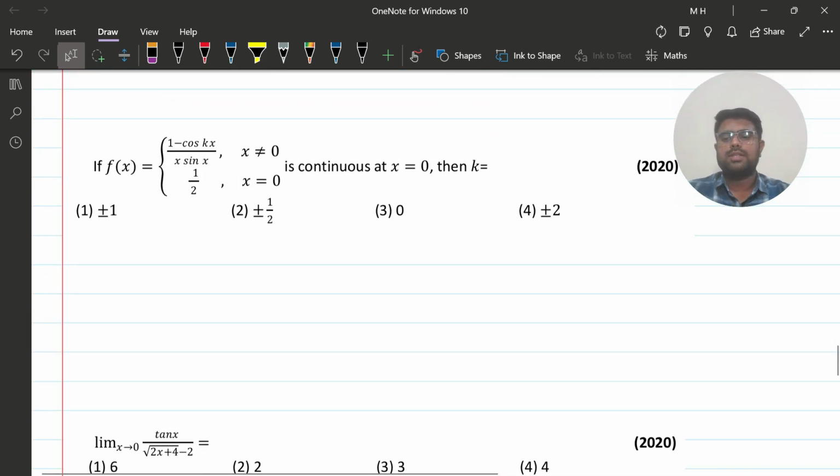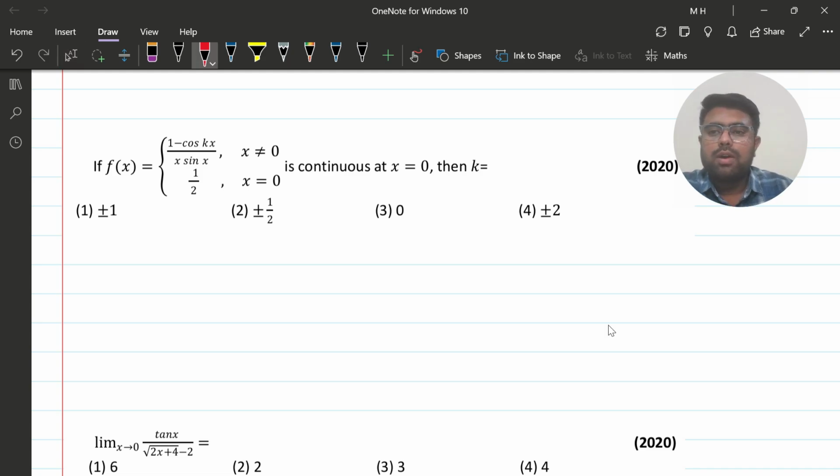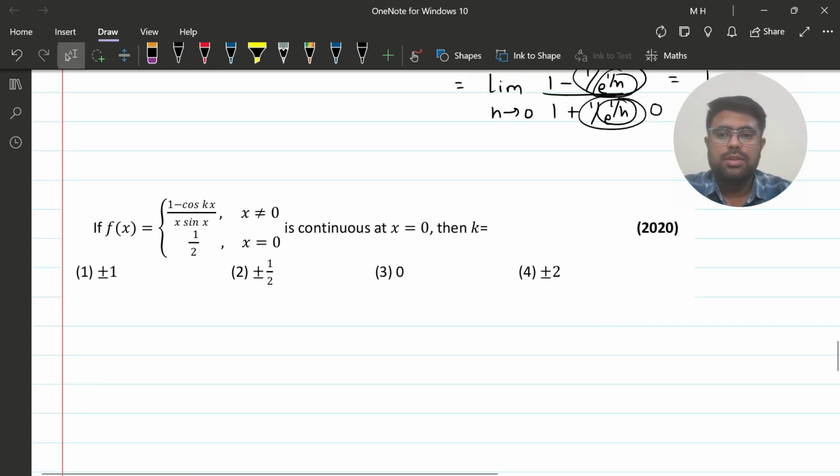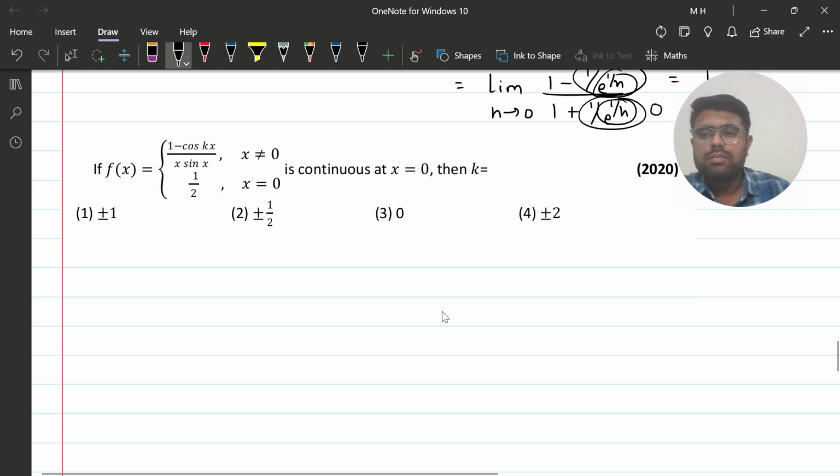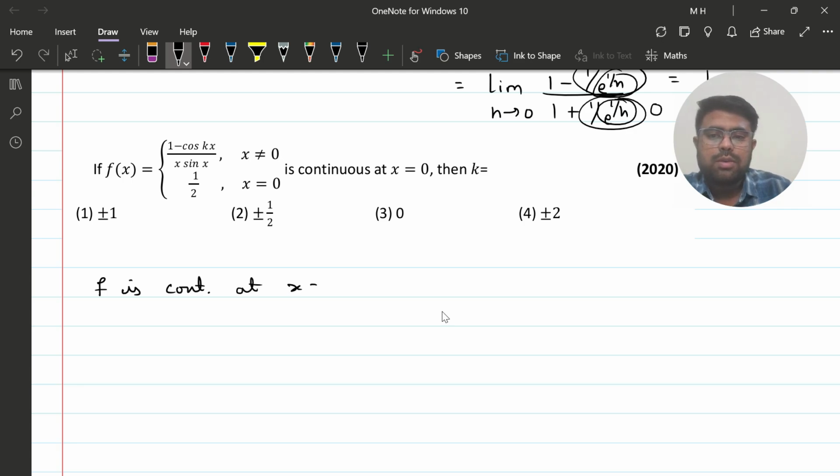The next question says, if f of x is equal to 1 minus cos kx by x sin x when x is not equal to 0, and f is continuous at x equal to 0, then the value of k is, okay. When do we say that a function is continuous? See, it is given that the function is continuous. See what is given, f is continuous at x equal to 0.